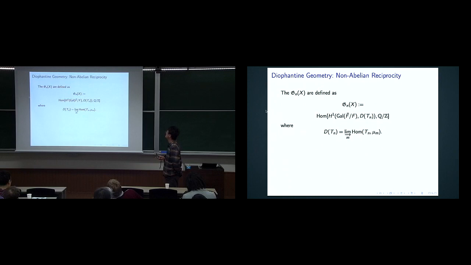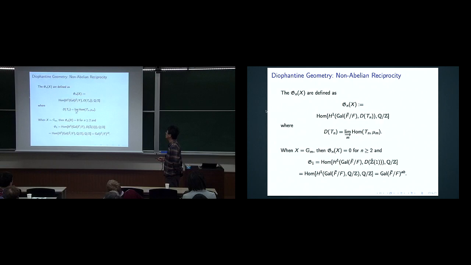So, for example, if X is just G_m, in that case this target, script G_n, is zero for n at least two. Except for the first one, they're all zero. And the reciprocity map can be identified with the usual reciprocity map. But if the fundamental group is non-abelian, then this will, in general, be non-trivial.